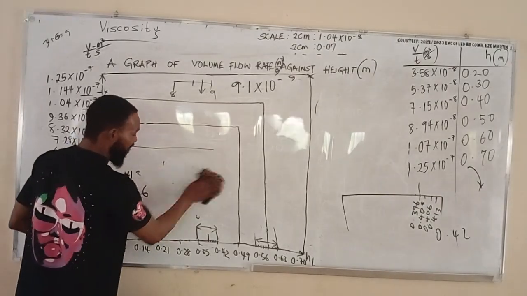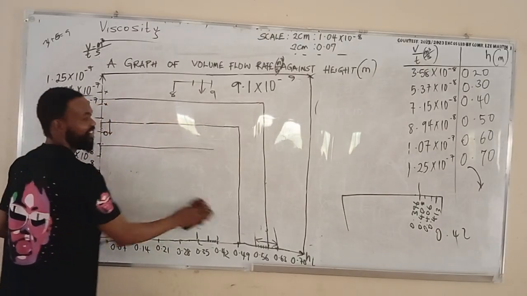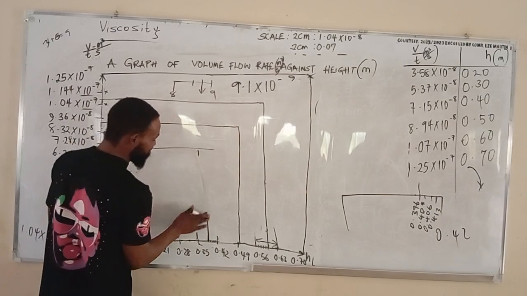So you cannot say 0.35. So you can't say 0.36.